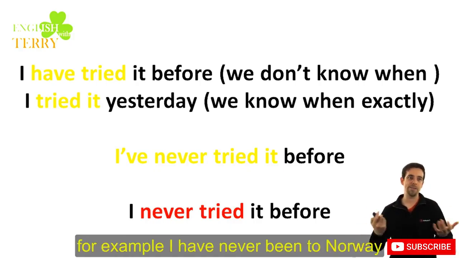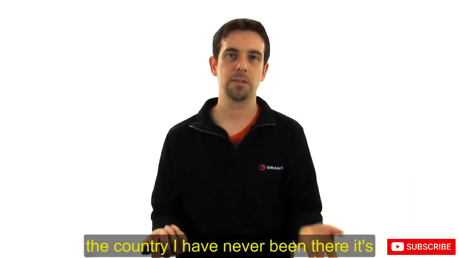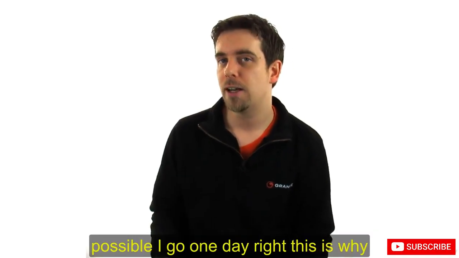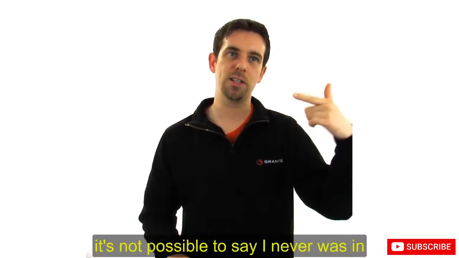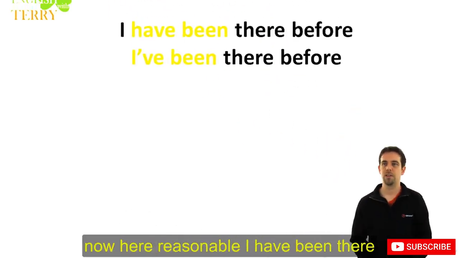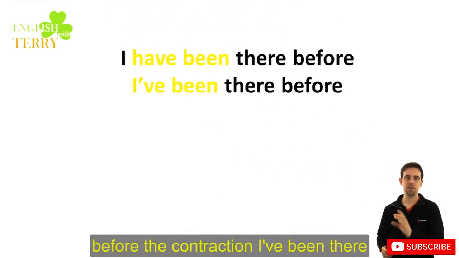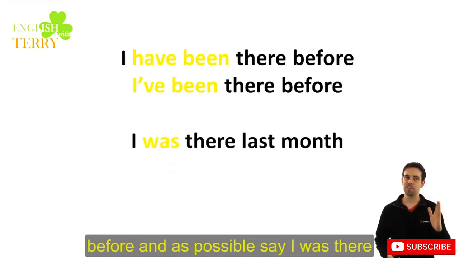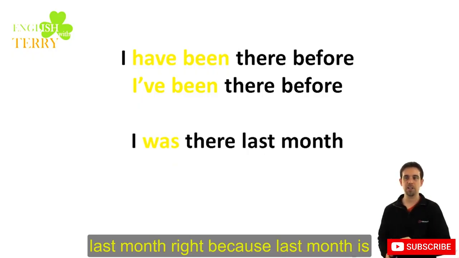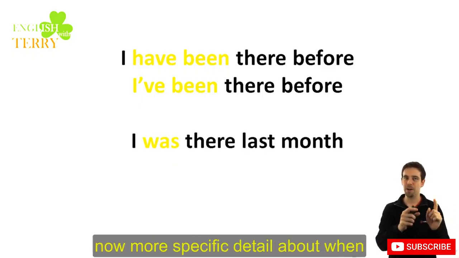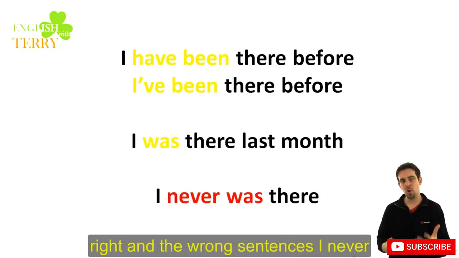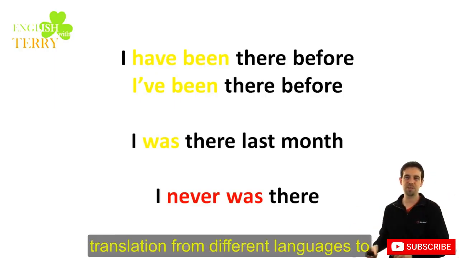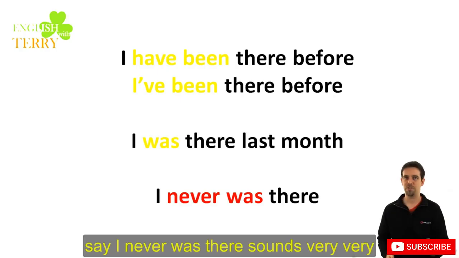For example, I have never been to Norway, the country. I have never been there. It's possible I go one day, right? This is why it's not possible to say, I never was in Norway. I'm still alive. Now, here, for example, I have been there before, the contraction, I've been there before. And it's possible to say, I was there last month, right? Because last month is now a more specific detail about when, right? And the wrong sentence is, I never was there. That's usually a direct translation from different languages. To say, I never was there, sounds very, very wrong, okay?